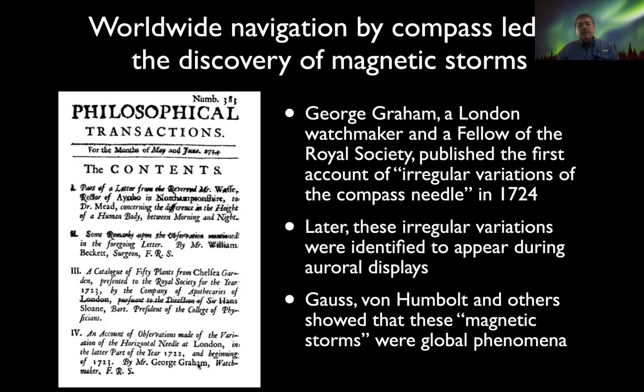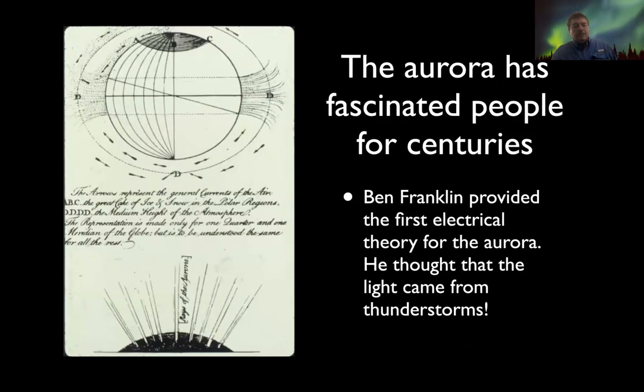And later, these irregular variations were noted to appear during auroral displays. So there was some kind of connection between magnetism and the aurora. And Gauss and von Humboldt, who went around the world setting up magnetic observatories, and others, showed that these, what were soon to be called by von Humboldt magnetic storms, were global. Something was disturbing the whole magnetic field of the Earth, and it was somehow seemingly related with aurora.